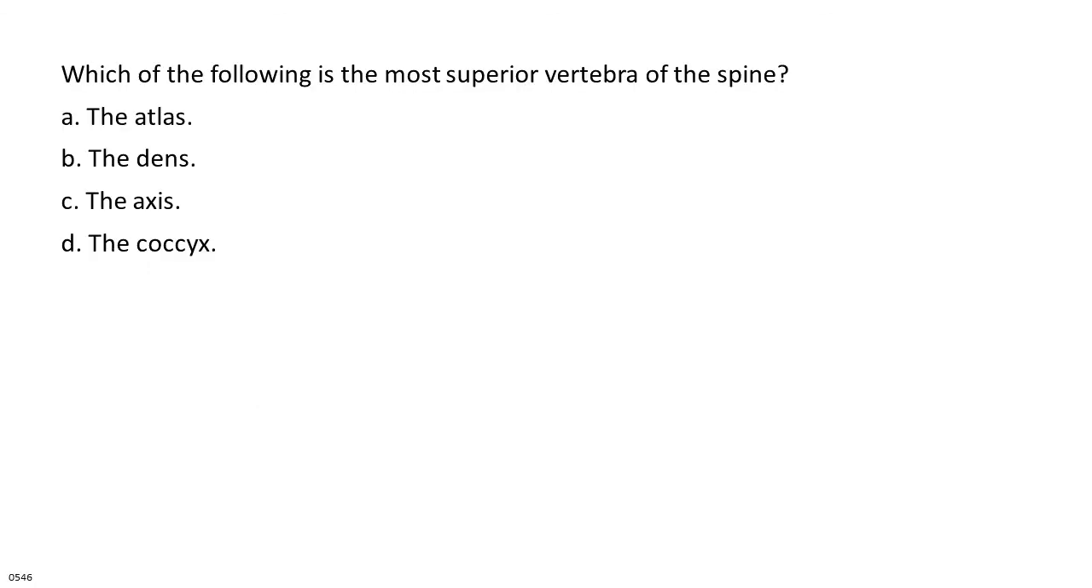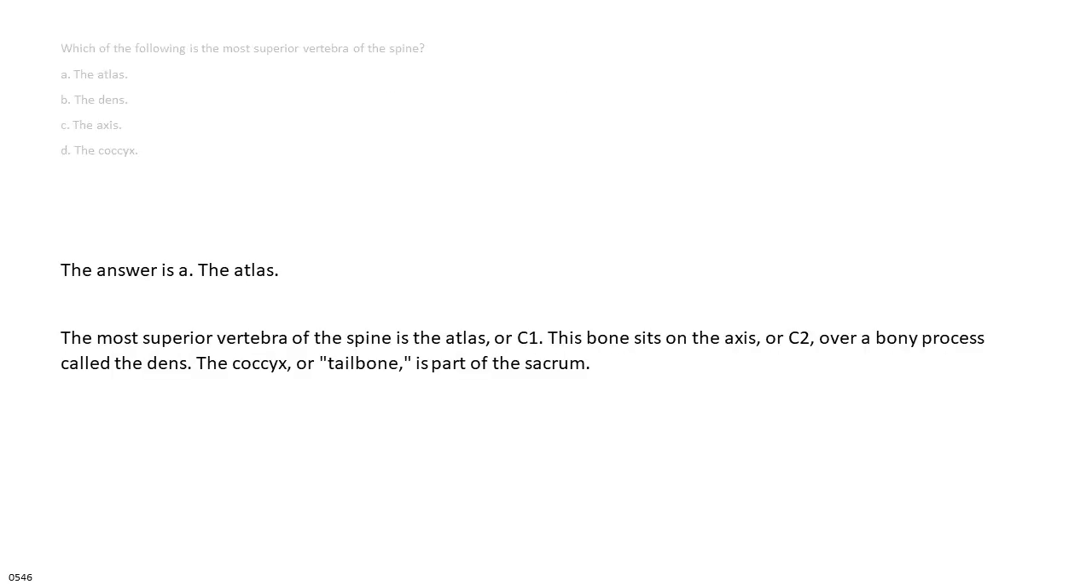Which of the following is the most superior vertebra of the spine? A. The atlas. B. The dens. C. The axis. D. The coccyx. The answer is A. The atlas.